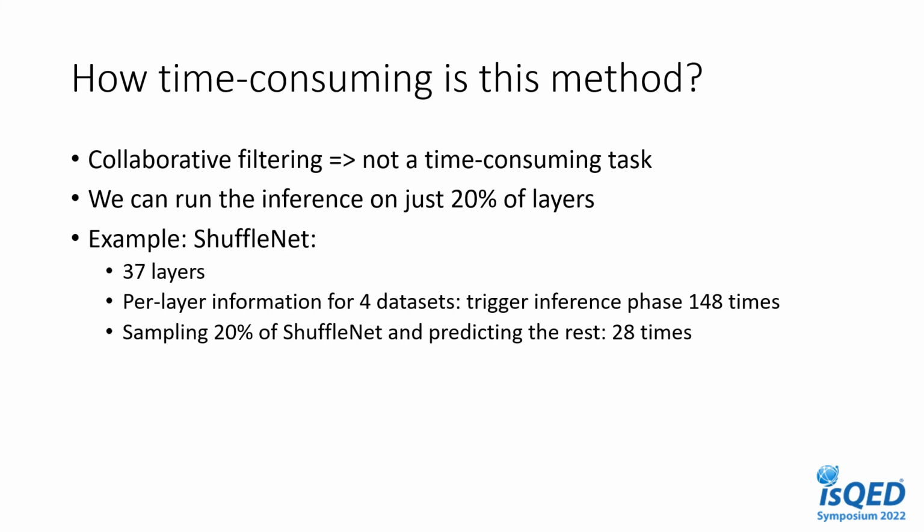As an example, consider the ShuffleNet network, which comprises 37 layers. Assume we want to acquire information regarding its per-layer error behavior for the CIFAR10, CIFAR100, GTSRB, and LISA datasets. One would need to trigger the inference phase of the DNN a total of 4 times 37, that is a total of 148 times. Instead, by only sampling 7 specific layers, the inference phase would be triggered a total of 4 times 7, that is, a total of 28 times.